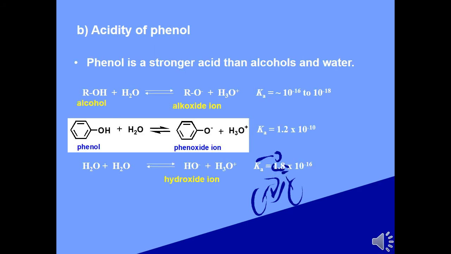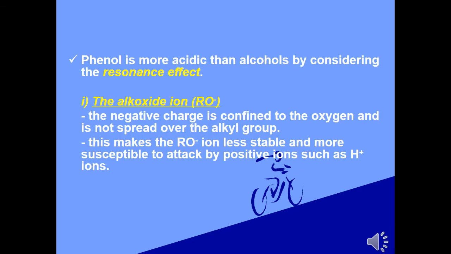Okay, B, acidity of phenol. First, phenol is a stronger acid than alcohol and water. The formula is alcohol plus water giving alkoxide plus H3O positive. For example, phenol plus H2O gives phenoxide ion plus H3O positive. Phenol is more acidic than alcohol, which we can explain by considering the resonance effect.